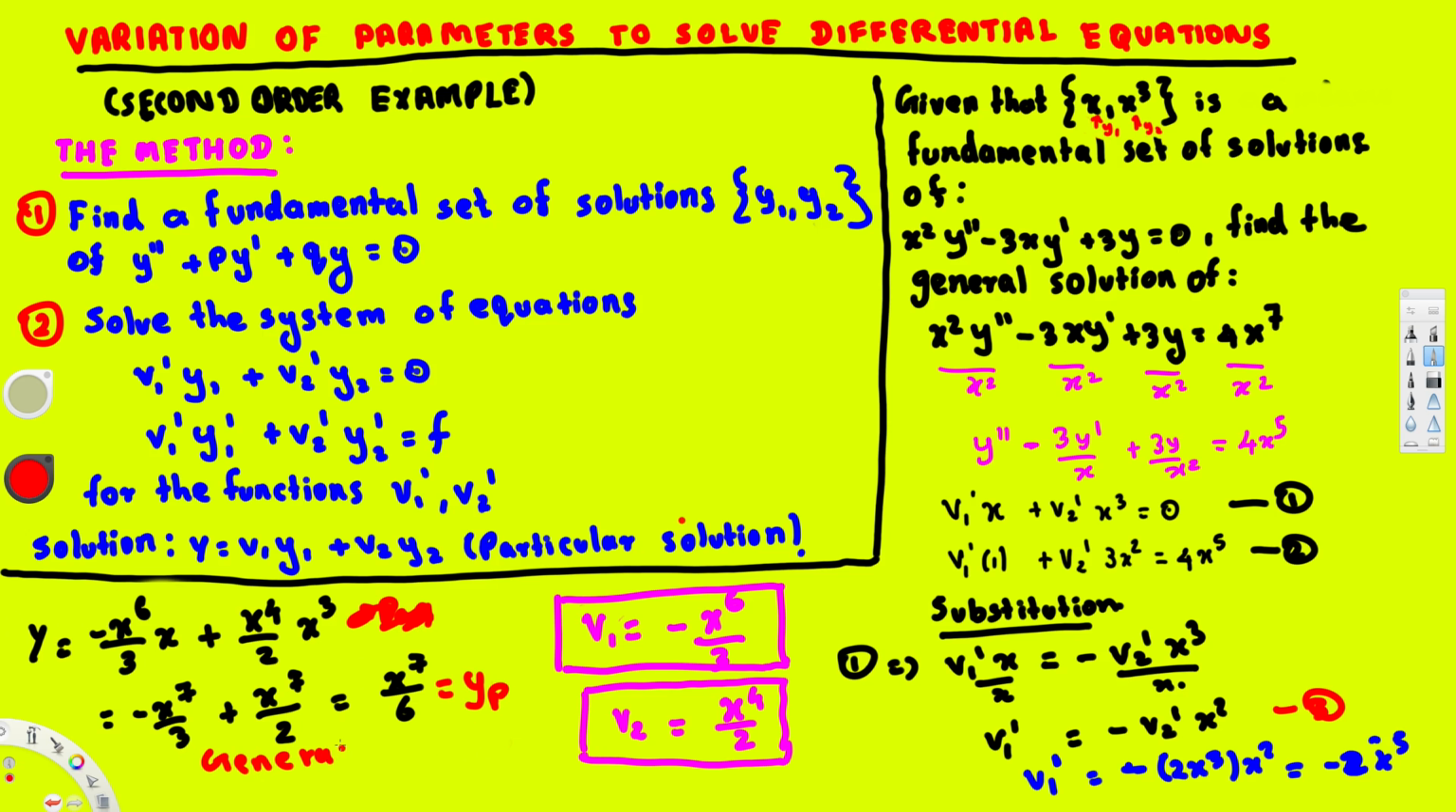To find the general solution, all we have to do is add. We put this particular solution first, x power 7 divided by 6, plus these y1 and y2 values, that is x and x cubed, and we add a constant in front of each. So this is going to be c1, this is going to be c2. Actually, this is the general solution for this non-homogeneous differential equation.